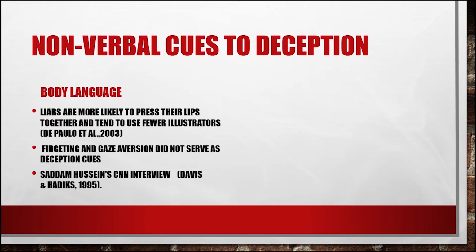Recent research indicates that liars are more likely to press their lips together and tend to use fewer hand gestures. Again, fidgeting and gaze aversion did not serve as deception cues, as these behaviors were shown by truth-tellers and liars to the same extent. As the case study of Saddam Hussein's CNN interview showed, when the stakes are high and people want to be believed, they will show a marked decrease in the use of hand gestures when they lie.